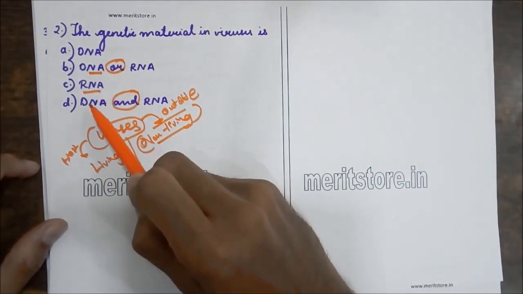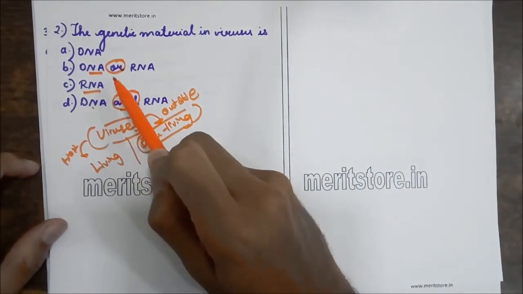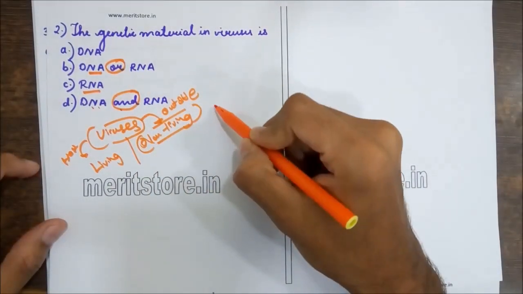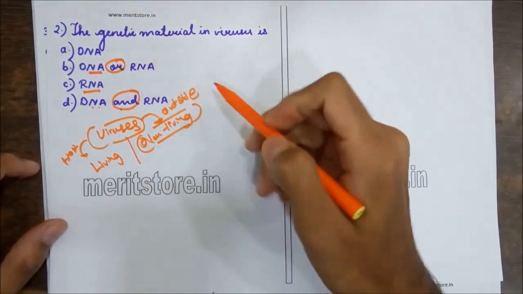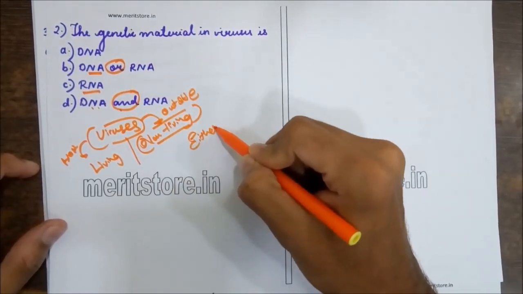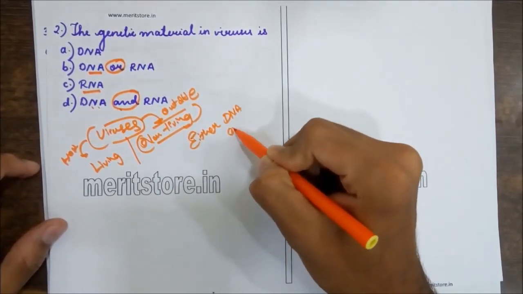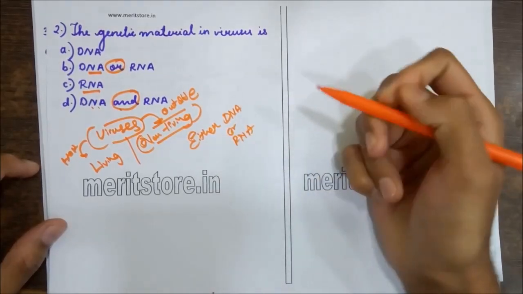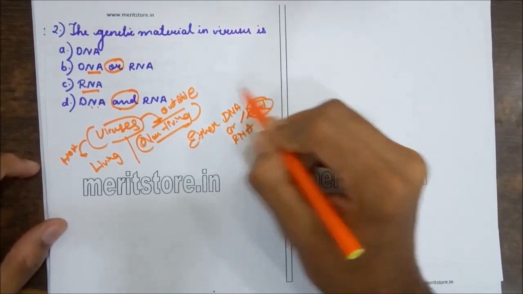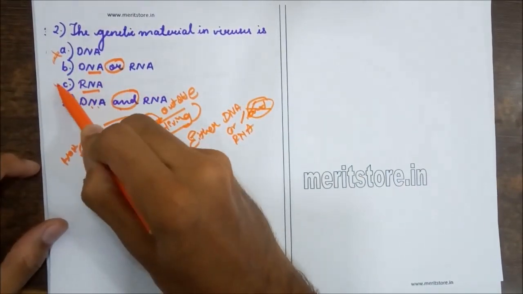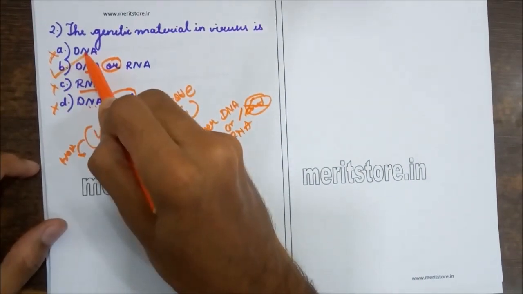The B and D options state "or" and "and". It has both nucleic acids as genetic material, but not at the same time. They have either DNA or RNA as their genetic material, not both. So A option is ruled out, C and D are also ruled out. B is the correct answer.